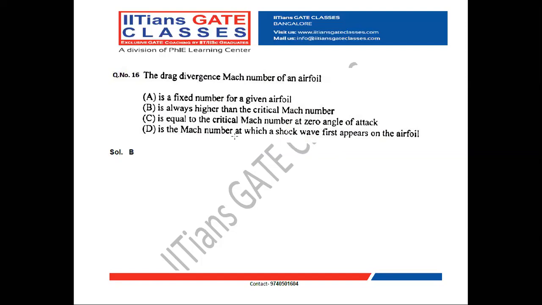Option D, is the Mach number at which shock wave first appears on the airfoil? No, slightly before the drag divergence Mach number itself, shock wave appears, but at this point only it foils the flow on the upper surface of the airfoil, thereby drag increases drastically. So option B is the correct answer.